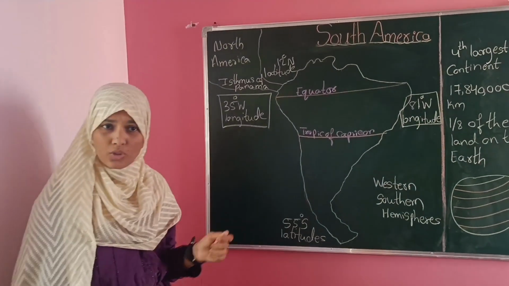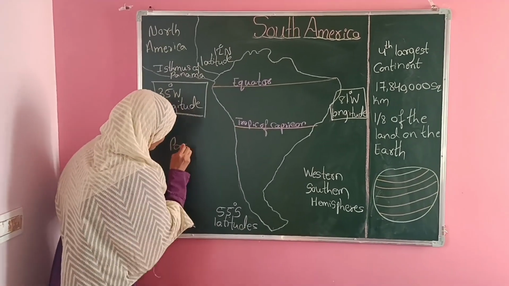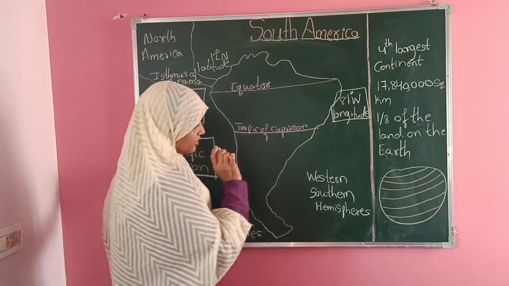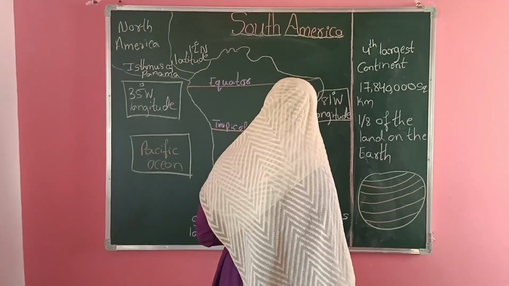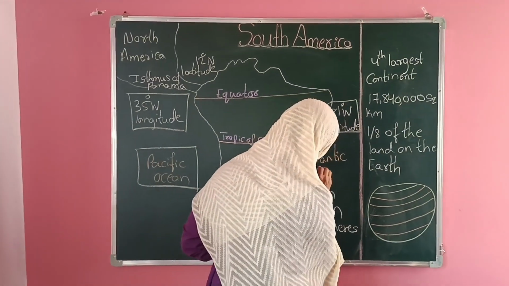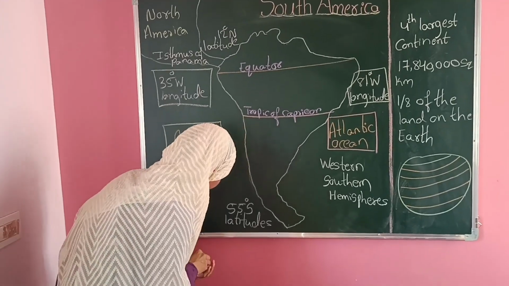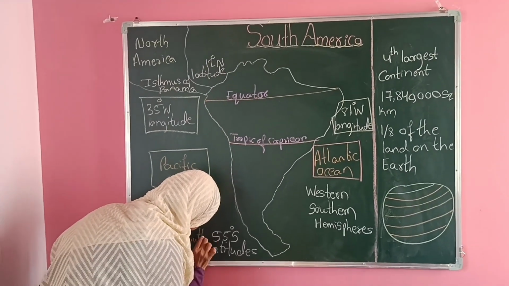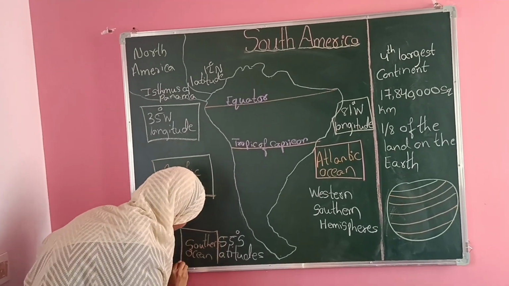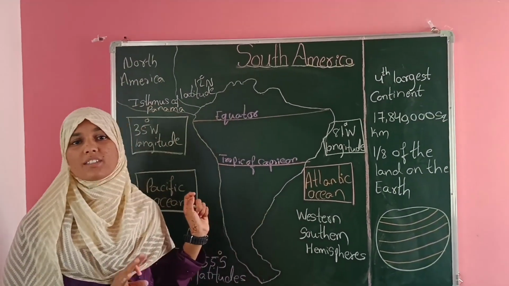This continent is also surrounded by water bodies. To the west, there is the Pacific Ocean, and to the east we have the South Atlantic Ocean, and in the south we have the Southern Ocean. And on the north side we also have the Caribbean Sea. Next, this continent has 12 independent nations, or 12 sovereign countries.